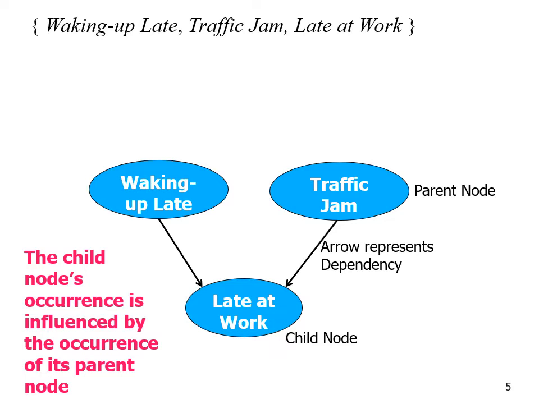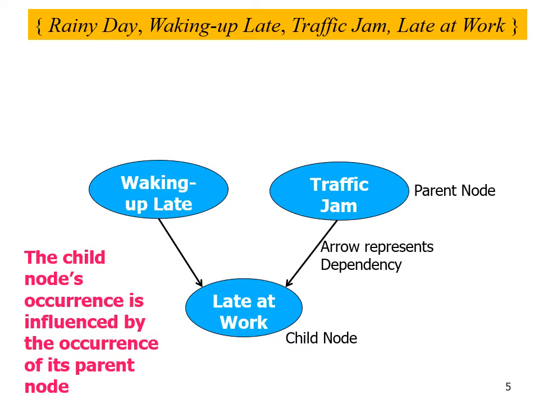Now, let us try to extend this scenario further. Let us assume we have one more event, and that is rainy day. This event may influence traffic jam. So, let us add this node, rainy day, to our network, and let us have an arc from rainy day to traffic jam, denoting that rainy day may influence traffic jam.